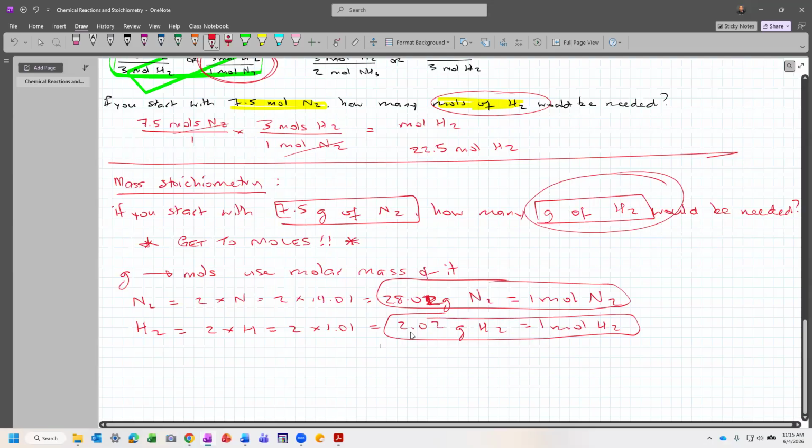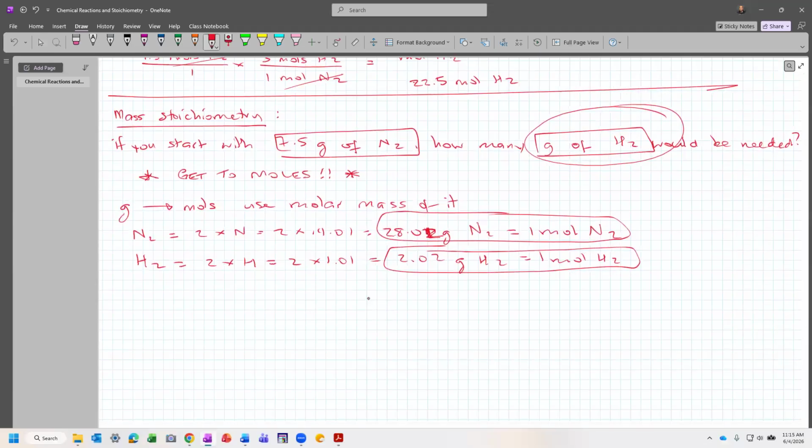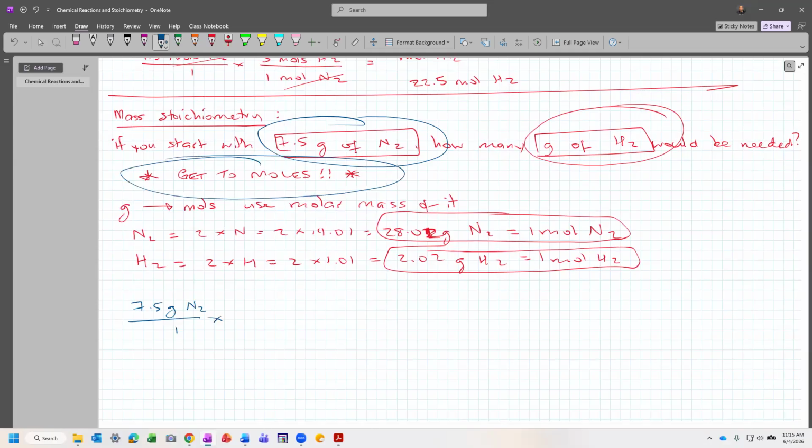So when we do this calculation, again, starting with what's given, I have my 7.5 grams of nitrogen, so that goes first. I want to first of all get to moles, because then I can use my mole to mole ratio. So I'm going to use this first conversion factor, this first equality. I want to end up with moles, so my grams go on the bottom: 28.02 grams of nitrogen for every 1 mole of N2. Molar mass gets me to moles because grams cancel.